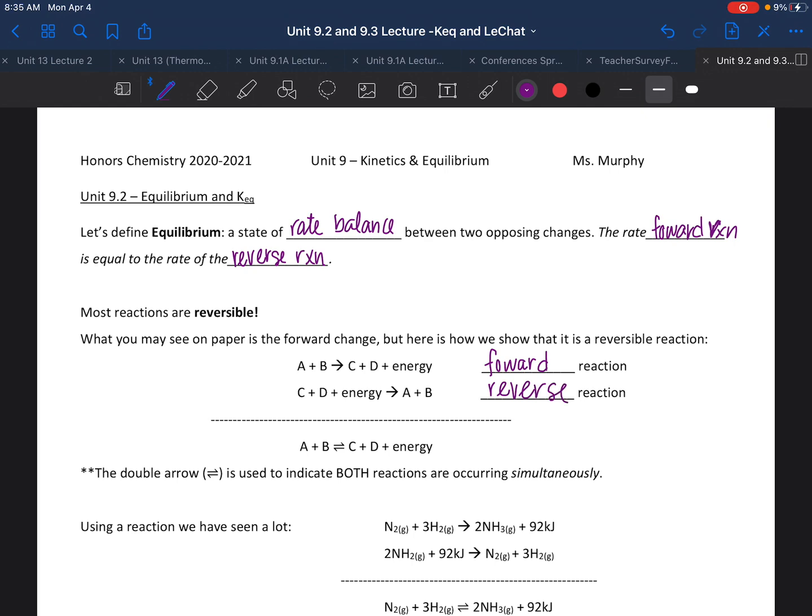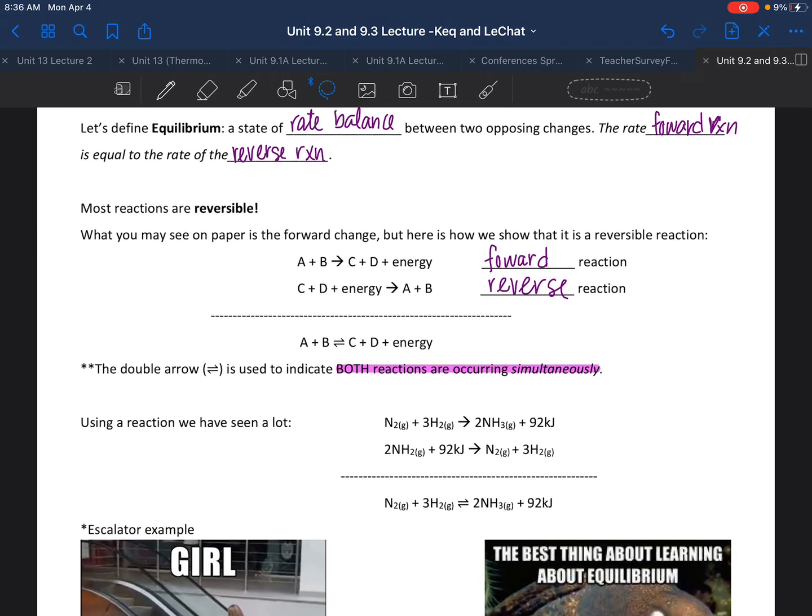And so how we represent a reaction that has forward and reverse capabilities is like this. So we still have one way defined as the forward, which would be A plus B goes to C plus D. But notice what's different. Instead of using our traditional arrow, we have a double arrow. And so this is to state that both reactions are occurring simultaneously. So both are happening at the same time. They're kind of competing in a sense.